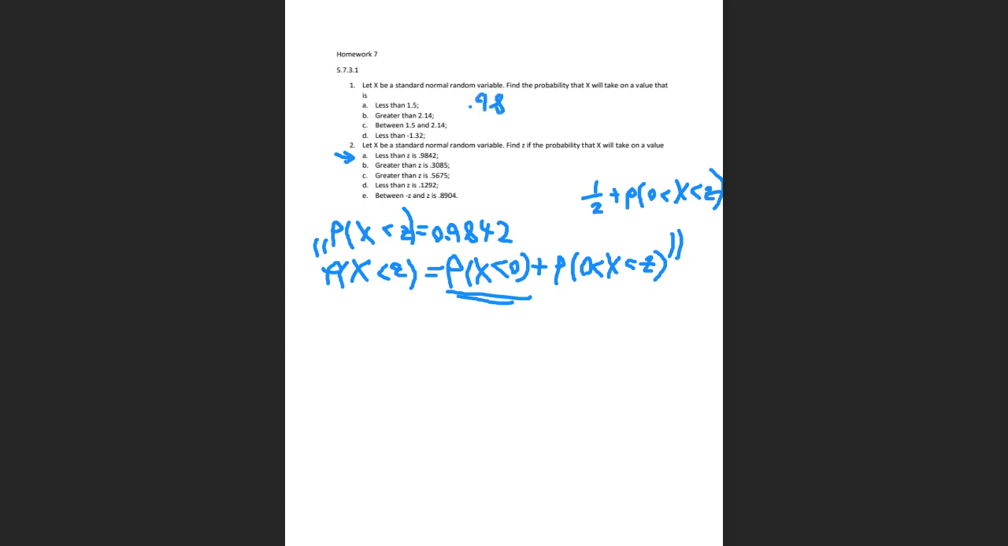So 0.9842 is equal to 1/2, which is 0.5, plus the probability that 0 is less than X less than little z. Now you solve for that probability. If you subtract 1/2 on both sides, the probability that 0 is less than X less than little z is equal to 0.4842. Kashan, I want you to find a cell in that table that gives you a probability of 0.4842, and then tell me the value of little z from that. So it works backwards.